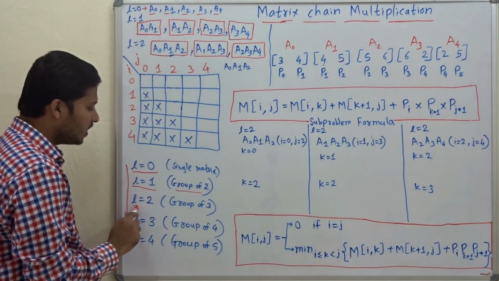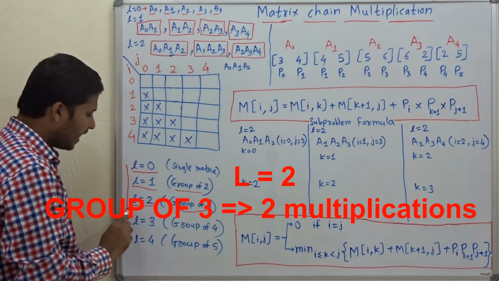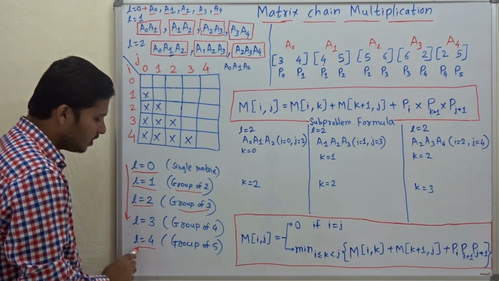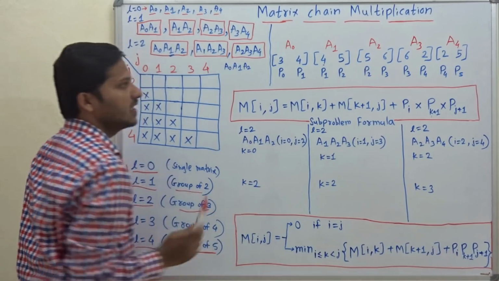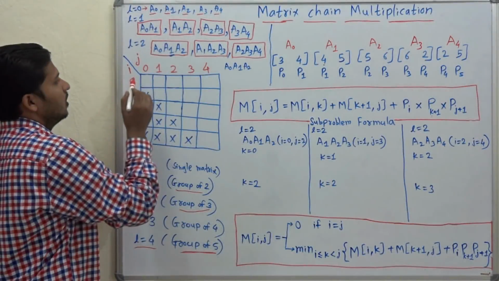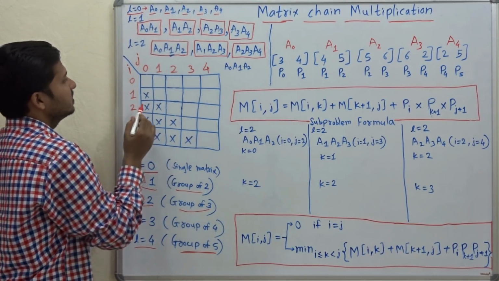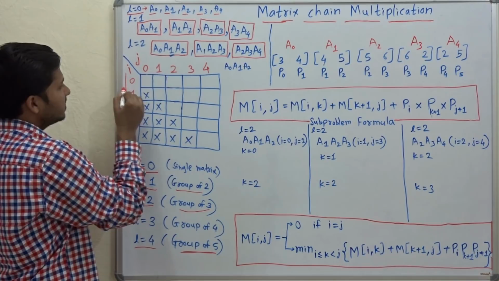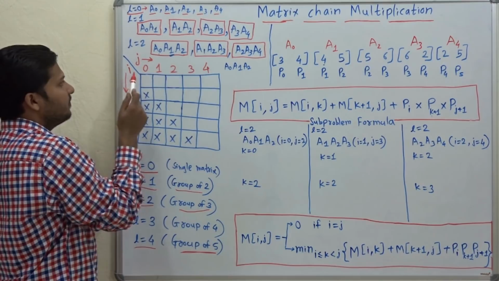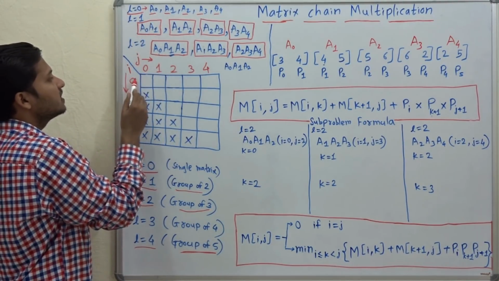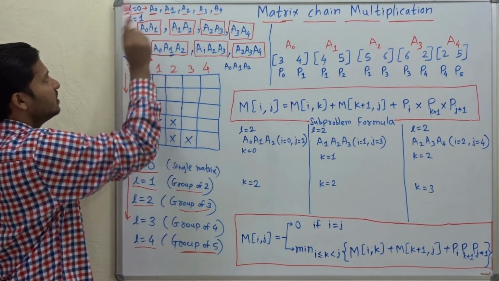Then we will go for L equal to 2. That means a group of three matrices. Similarly we go up to L equal to 4, means a group of 5 matrices. That is our final size. So when L is equal to 0, that means the individual matrix, I represents the starting of the group and J represents the ending of the group. If that is an individual matrix, obviously starting is 0, ending is 0 for the first cell, means A0.